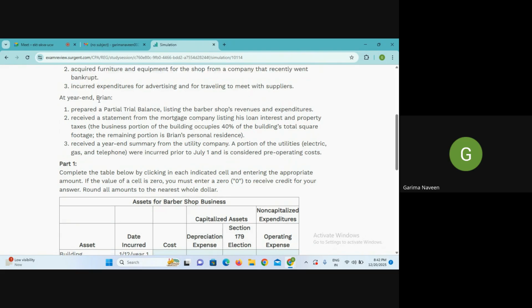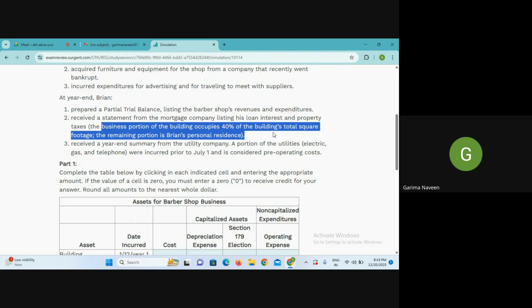At the year end, he prepared a partial trial balance listing the barber shop's revenue and expenditure. He received a statement from the mortgage company listing his loan, interest and property taxes. The business portion of the building occupies 40% of the building's total square footage. The remaining portion is Brian's personal residence.